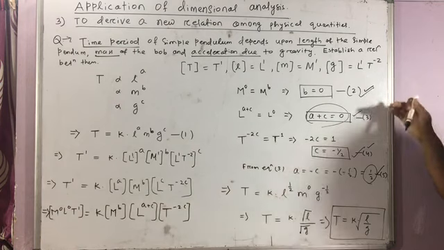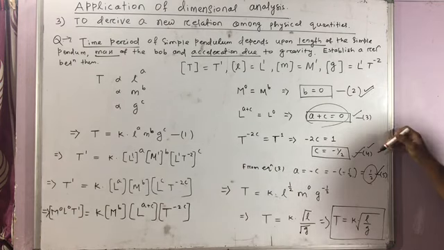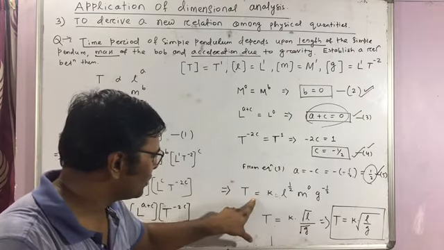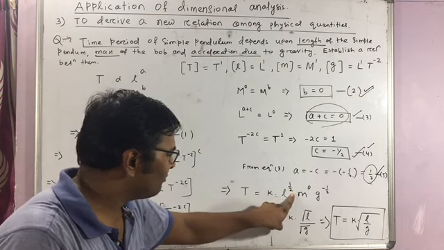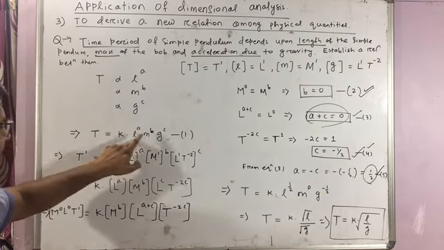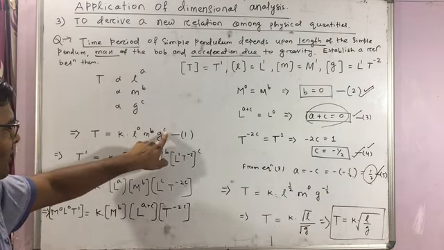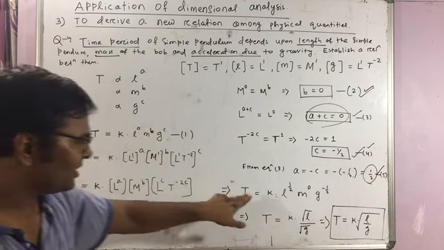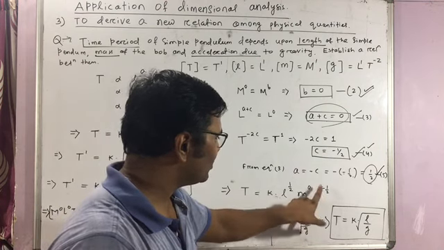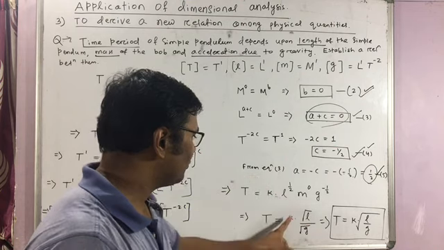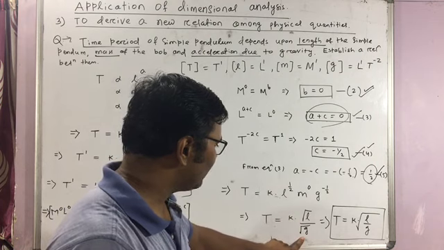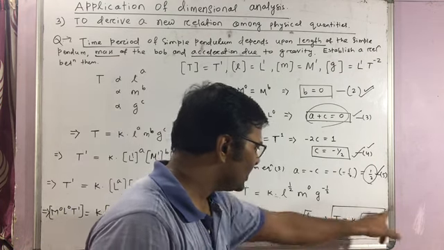Now you take the values of a, b, c from equations 2, 4 and 5 and substitute in equation number 1. So equation 1 becomes T is equal to k into L to the power half, M to the power 0, g to the power minus half. Because here L to the power a, M to the power b and g to the power c. So I have just substituted the value of a, b and c. L to the power half means root over L, g to the power minus half means 1 by root over g, and M to the power 0 is 1. So your answer will be T is equal to k into root over of L by g.